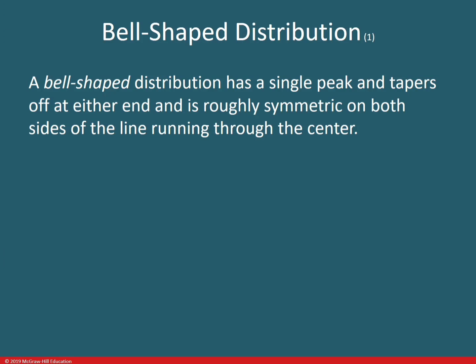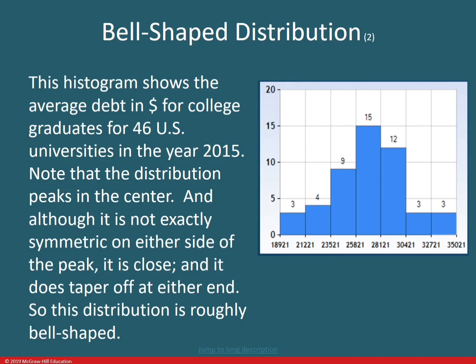So a bell-shaped distribution has a single peak and tapers off at either end, and is roughly symmetric on both sides of the line running through the center. So here's a bell-shaped one. Again, this is not perfectly symmetric, because you can clearly tell that this peak is higher than this peak, but this is roughly bell-shaped, right? It looks like a bell. So this is a graph that you can say is a bell-shaped distribution.